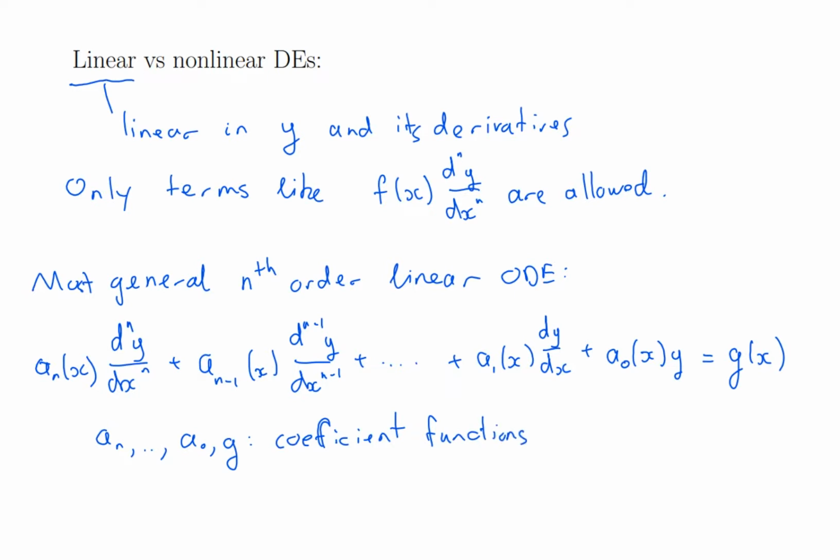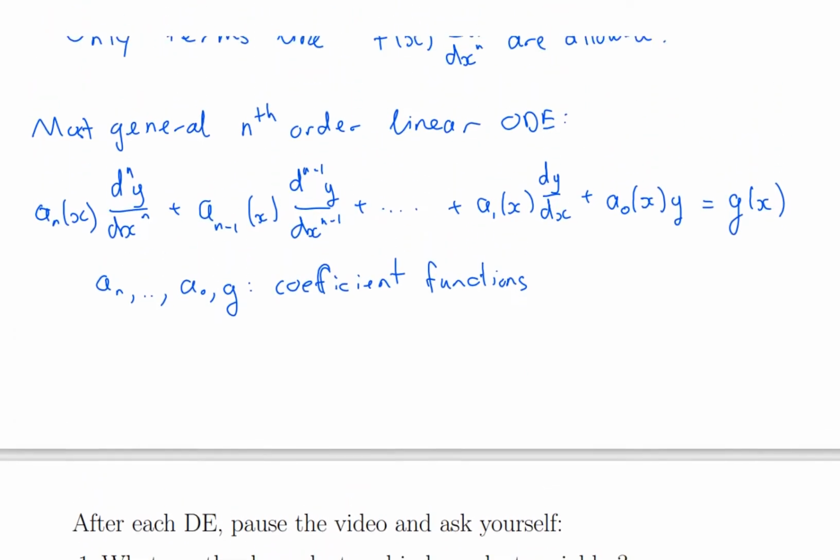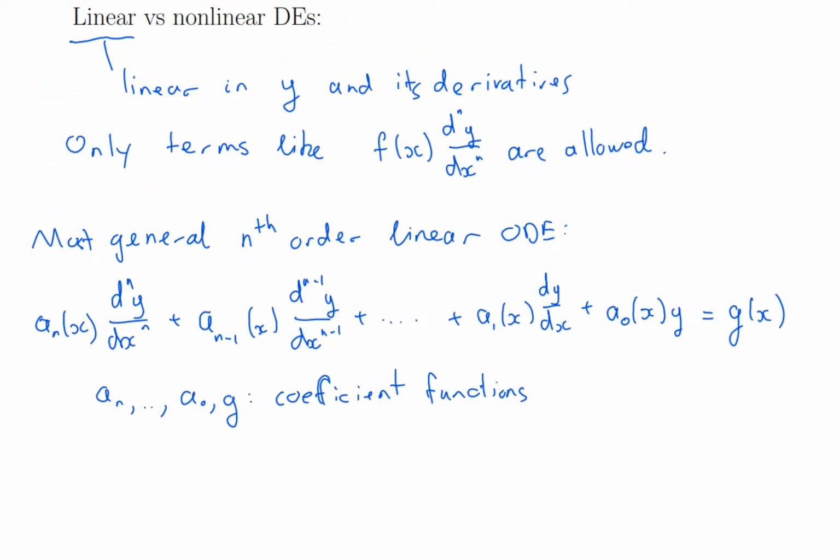So if the equation looks like this, it's a linear ODE, otherwise it's not. So for example, do I have room to write in my equation? No, I have to write a little bit smaller. x cubed d cubed y dx cubed plus x dy dx minus 5y equals e to the x. That is a linear third order differential equation.